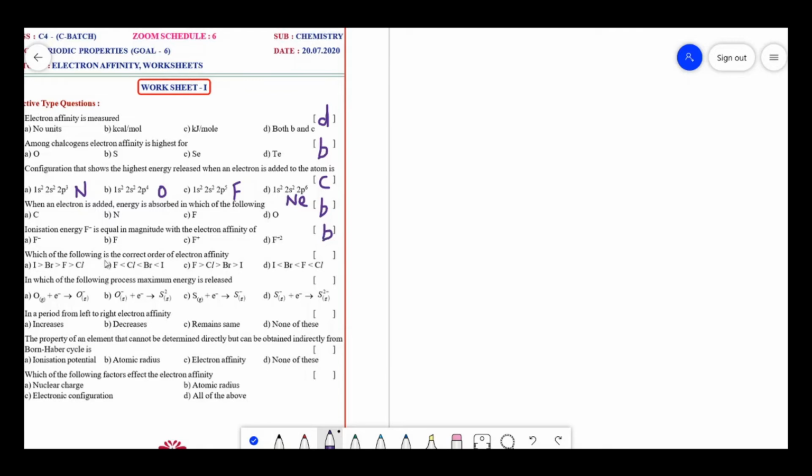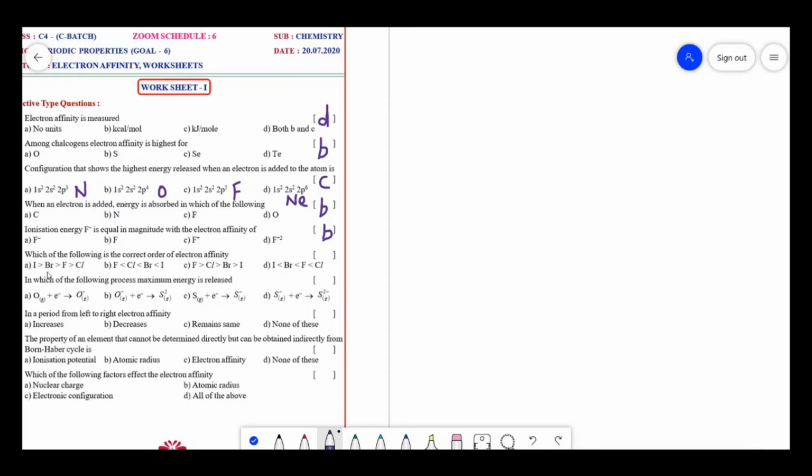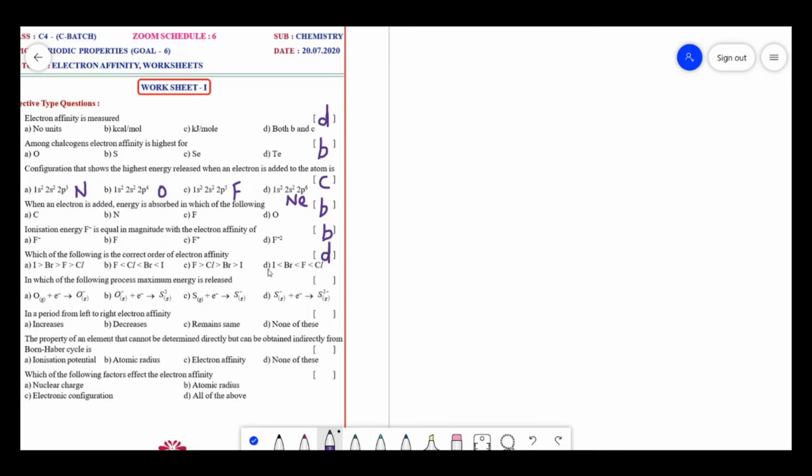Next, which of the following is the correct order of electron affinity? So these are all halogens. In the halogens, chlorine will have more electron affinity. So the second option is also wrong. C is also wrong. So the answer is D. So chlorine will have the highest electron affinity, then fluorine, bromine, and iodine.